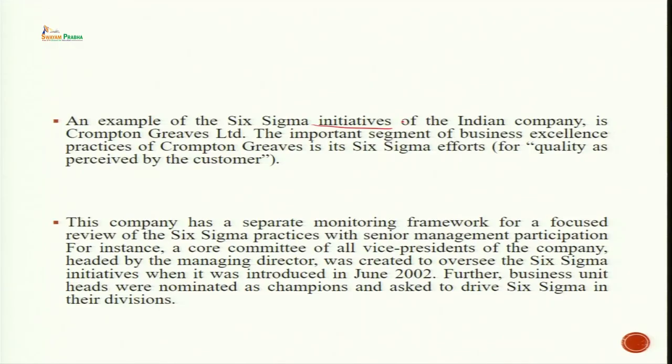An example of a Six Sigma initiative of an Indian company is Crompton Greaves. The important segment of business excellence practices of Crompton Greaves is its Six Sigma efforts for quality as perceived by the customer. This company has a separate monitoring framework for a focused review of Six Sigma practices with senior management participation. For example, a core committee of all vice presidents of the company, headed by the managing director, was created to oversee the Six Sigma initiative, which was introduced in June 2002. Further, business unit heads were nominated as champions and asked to drive Six Sigma in their divisions.